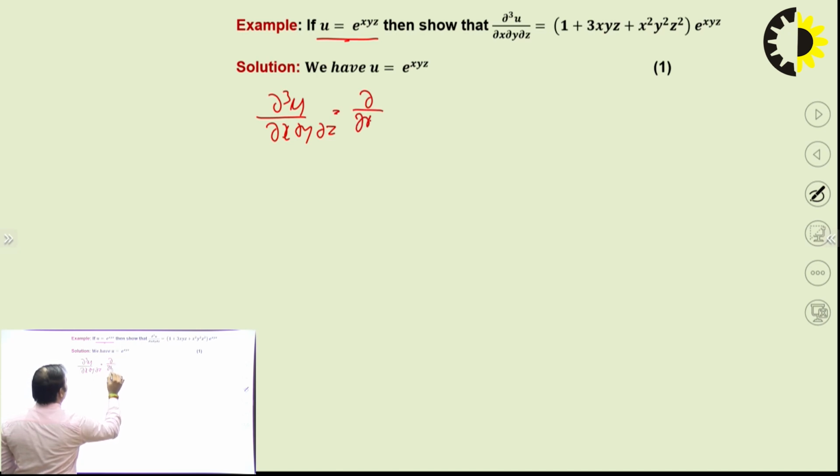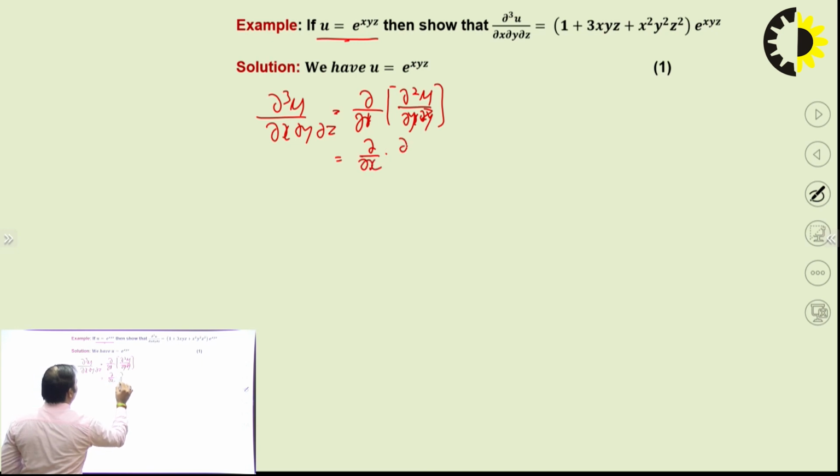I can take, student, del by del x as common. So you have to mention the remaining part. It would be del f by del y, then del f upon del z, right? I can also take now del by del x and then del by del y as common. So what is left? Here we will only have del u by del z. So this is the simplification of this question. So it is very clear with this explanation.